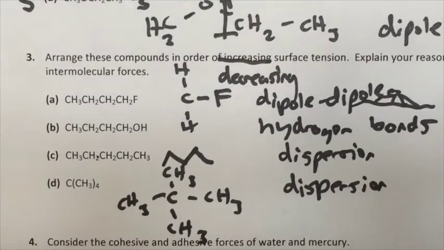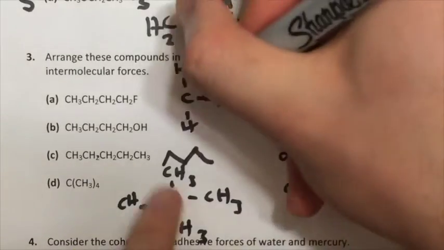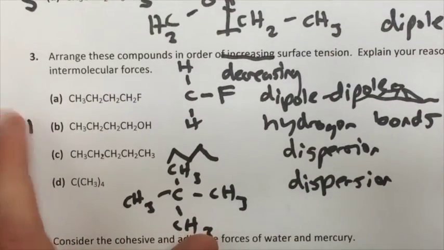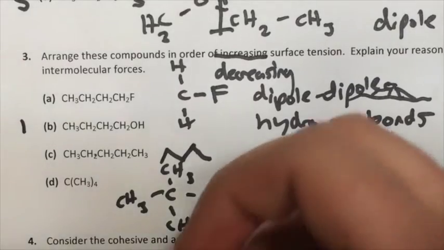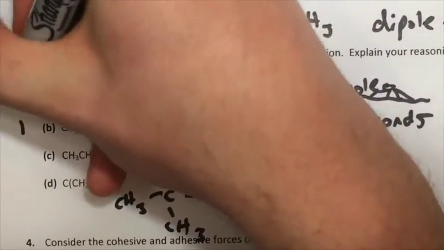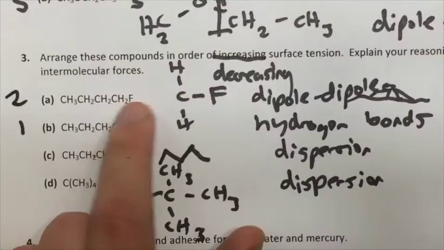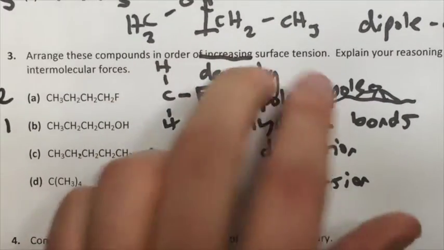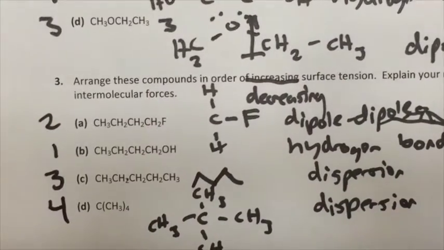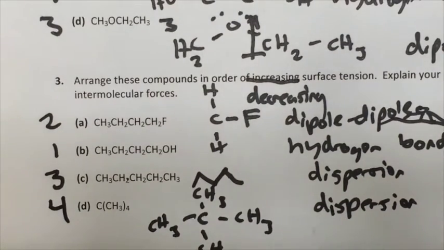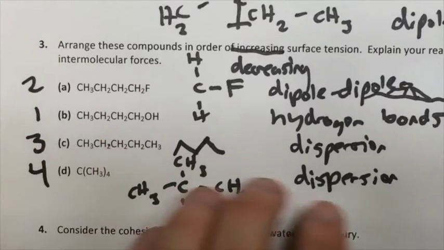Okay, so if we were to rank these now, this molecule here, butanol, will have the highest surface tension, okay, because it has hydrogen bonding, the highest IMF. Following that, this molecule with the fluorine-carbon bond will be up next because it has dipole-dipole. Then our pentane will be the 3rd highest, and then the C(CH3)4 will have the lowest surface tension, okay, because it has the lowest intermolecular forces.